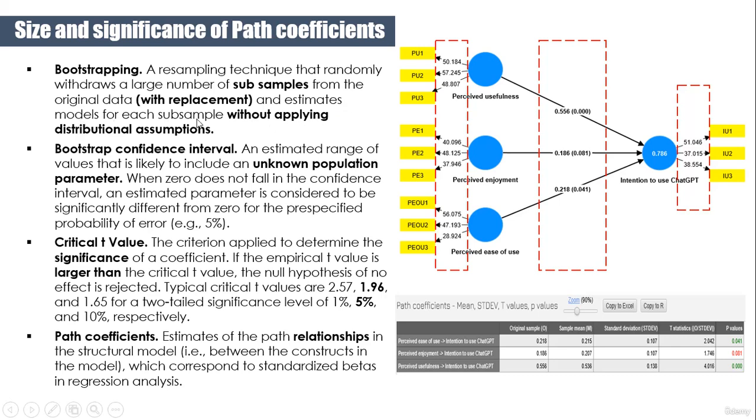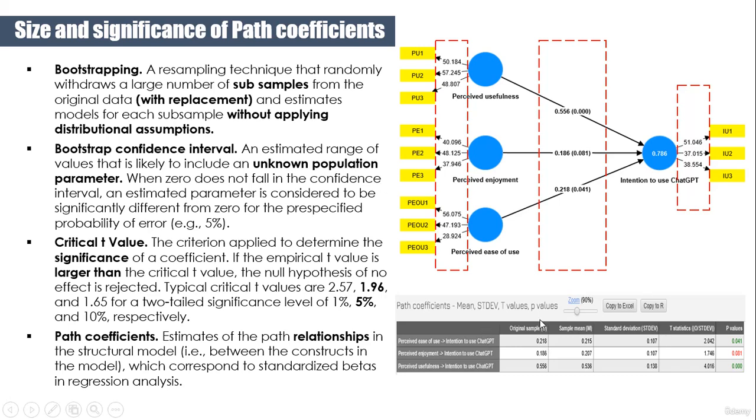That means it estimates the model for each subsample. It indicates that for the 100 samples we are using, the bootstrapping procedure will produce subsamples with replacement from our original sample. That's why normality of the data is not required in PLS-SEM or in Smart PLS. So bootstrapping is done, and after that you will get a bootstrap confidence interval.